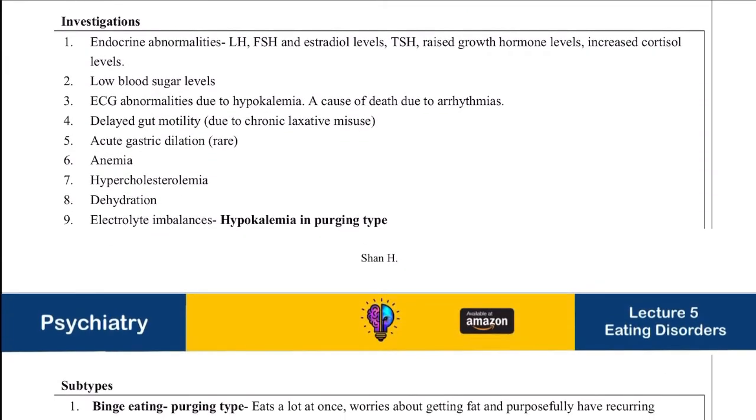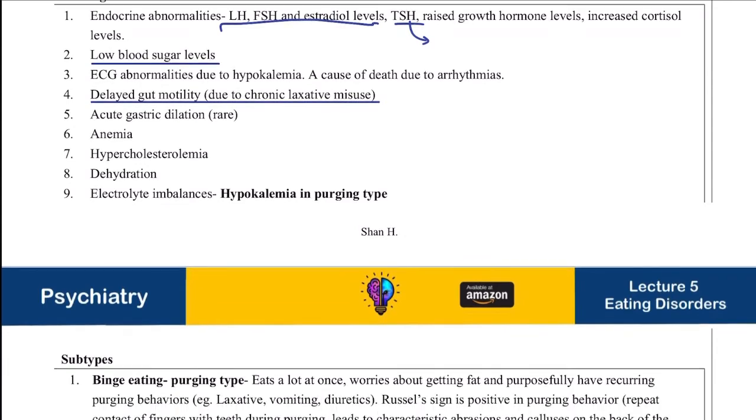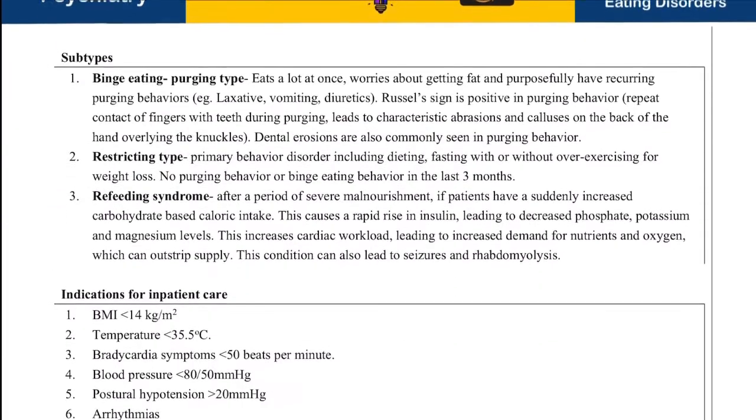And then investigations. You can test for FSH and TSH levels. This is for menstrual abnormalities. TSH levels to see why there is the low BMI. Increased cortisol levels, low blood sugar levels. Hypokalemia. When they use laxatives, there will be decreased gut motility. Anemia, hypercholesterolemia, electrolyte imbalances, dehydration.